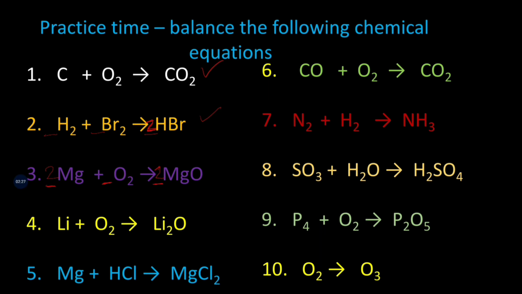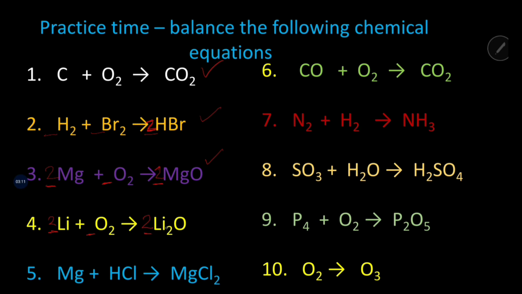Let's go to number 4. There's 1 lithium on the left hand side. There's 2 lithium on the right hand side. This one is going to be very interesting to balance. Initially I can put a 2 on the left hand side. I've balanced the lithiums. Then I go to the oxygen. I notice there are 2 oxygens here, and there's only 1 oxygen on the right hand side. So I need to place a 2 there to balance the oxygens.